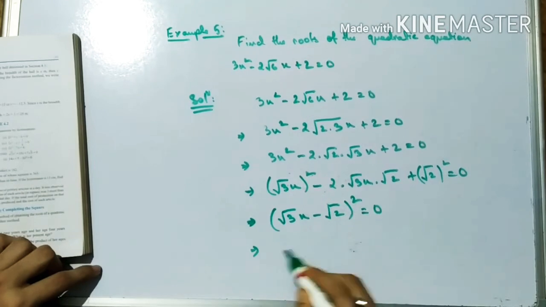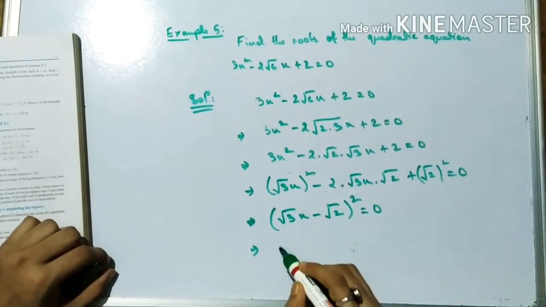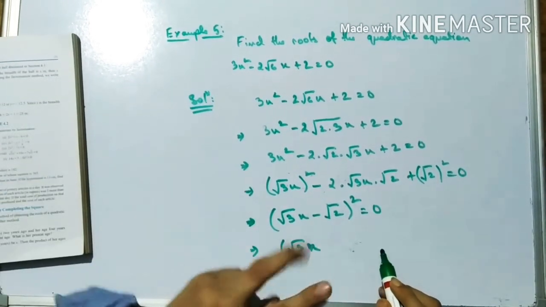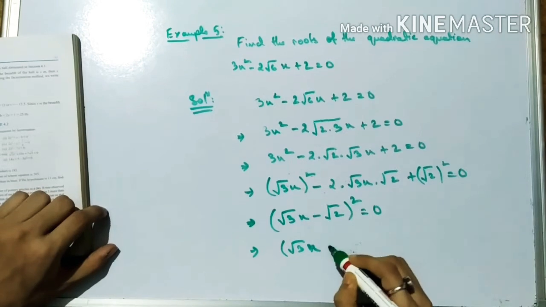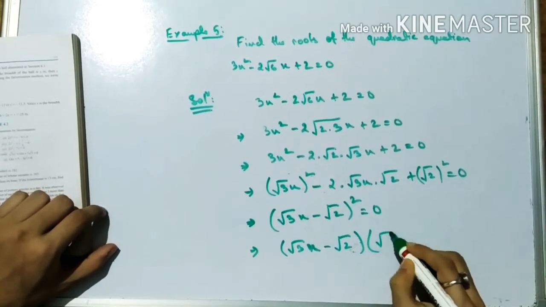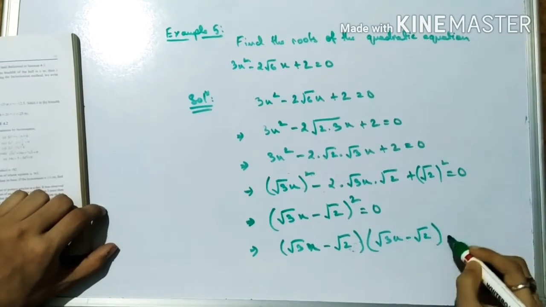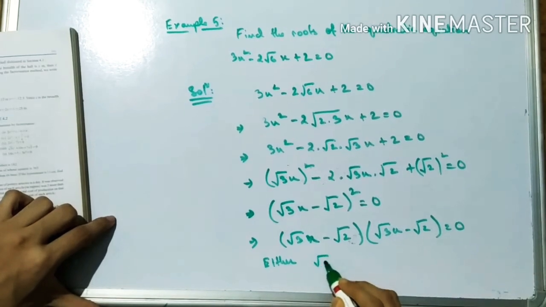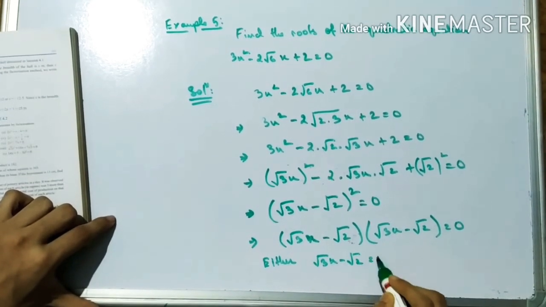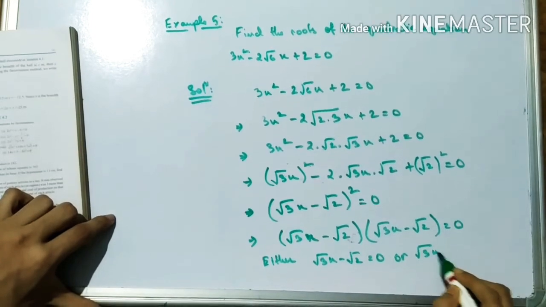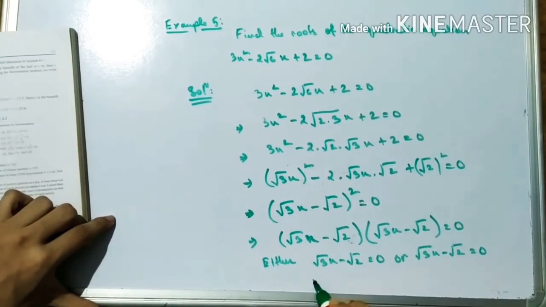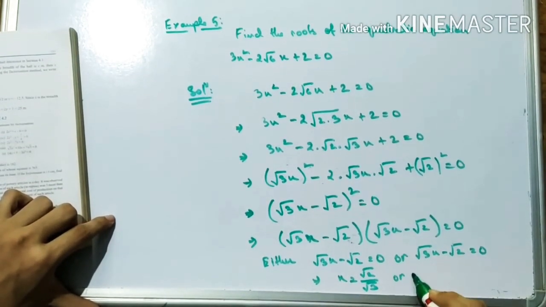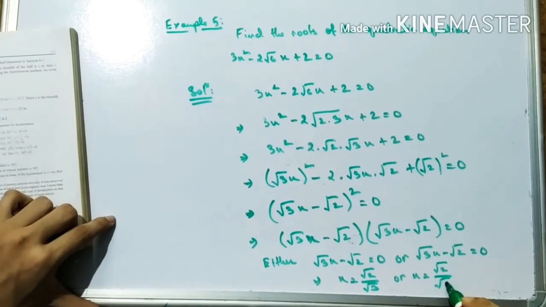Understand? Since it is a quadratic equation, two values of x I will get. So in here I can say either √3x - √2 = 0 or √3x - √2 = 0. So x = √2/√3 or x = √2/√3.